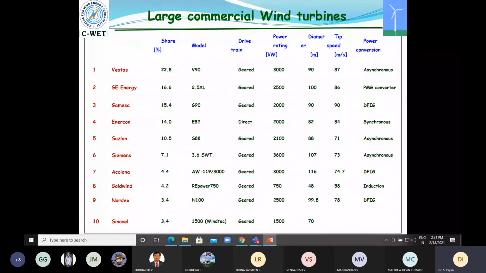Just note what type of model they are using. For example, if I take a company, what is the percentage of the share, what type of model they are using, what type of drive train they are using, how much the power rating is, and what is the wind turbine diameter in meters. These are the specifications of these leading manufacturers, and you may just note them down.